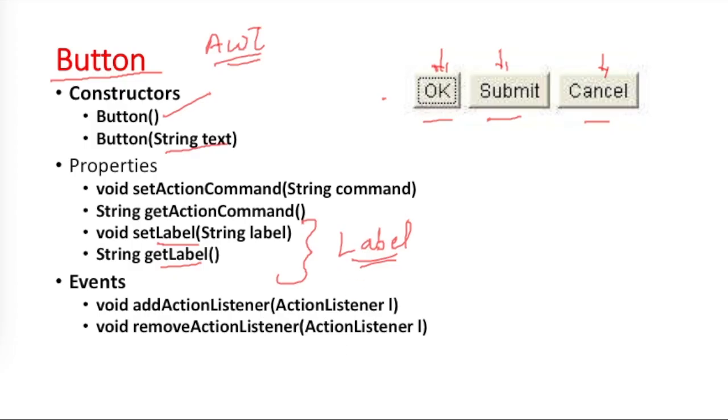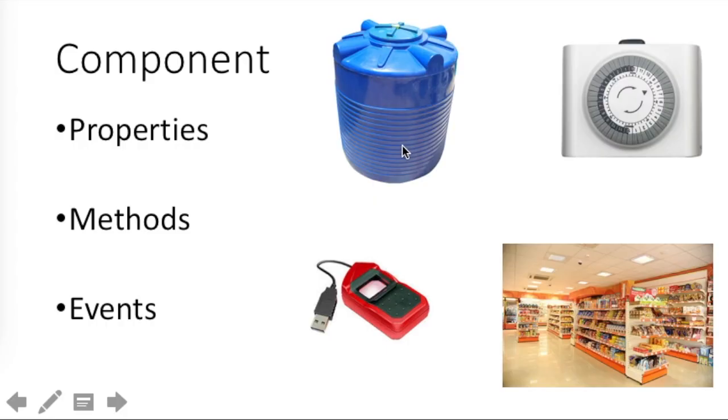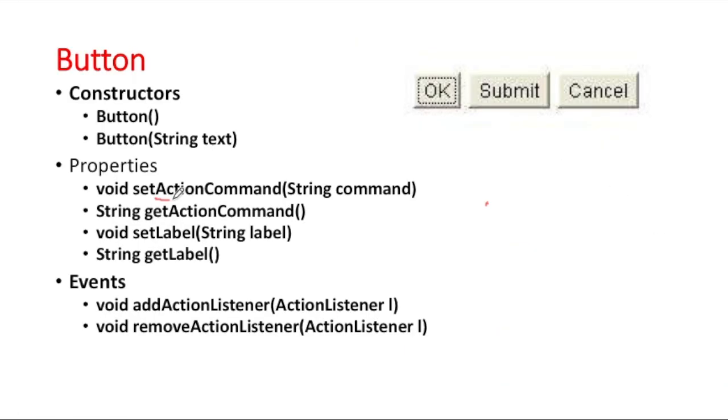Like, for example, if you have an overhead tank here, get color means you want to know what the color is, set color means you want to color this tank, change the color of the tank. Set action command. Action command is nothing but the same thing, a string only, the name of a button, the label on a button, right? But it's also taken as a command because OK means it makes some sense that OK means done, right? Yes, right, go ahead, right?